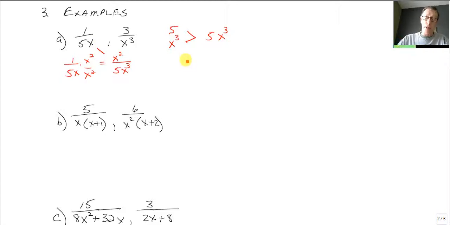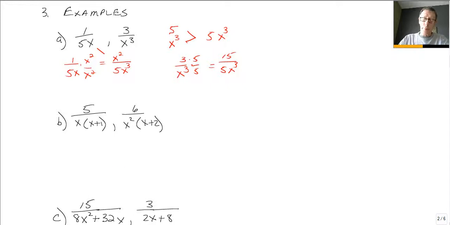Let's do that for the next term, 3 over x cubed. And we know that it also has to have a denominator of 5x cubed. So for the x cubed to become 5x cubed, the denominator will have to be multiplied by 5, so will the numerator. So that would be 15 over 5x cubed, to give my two new terms.